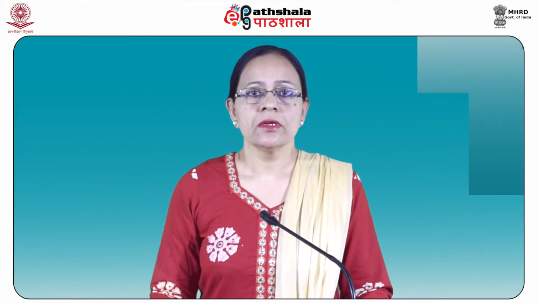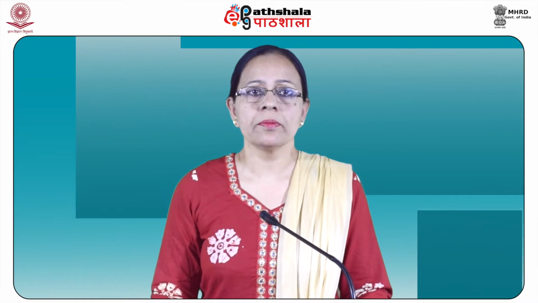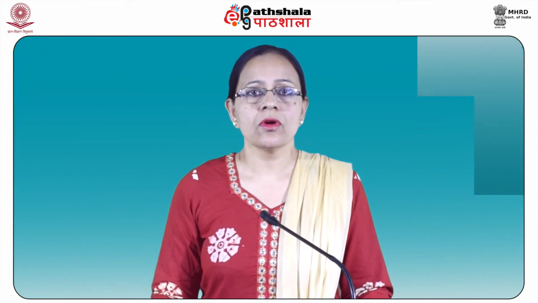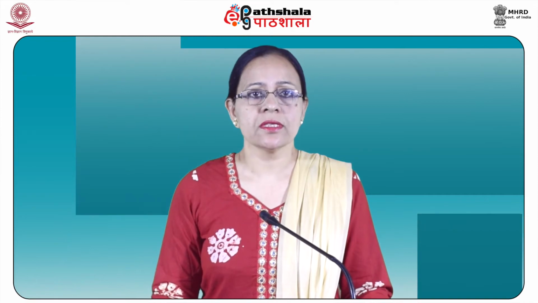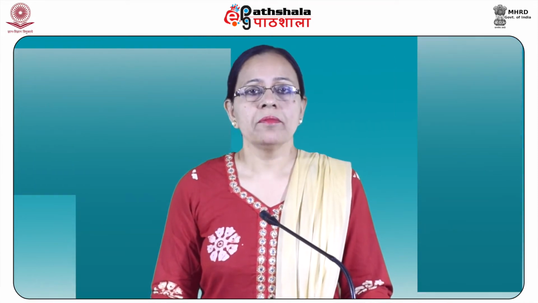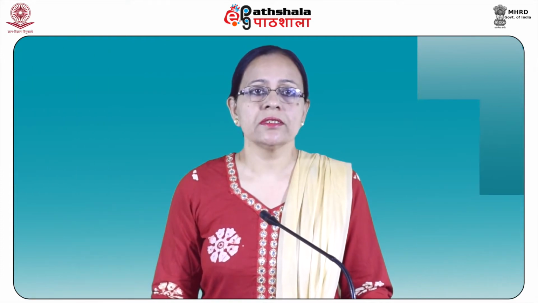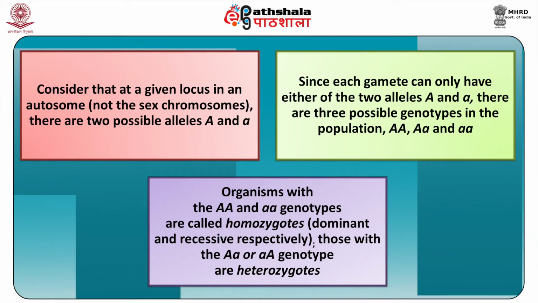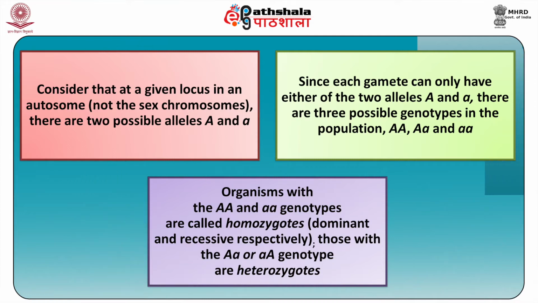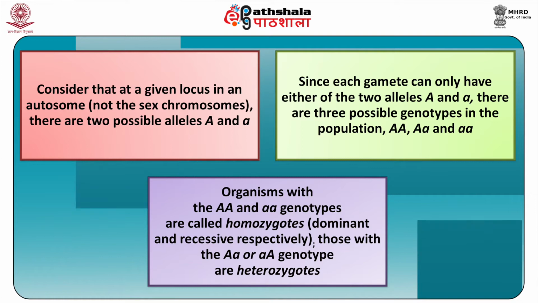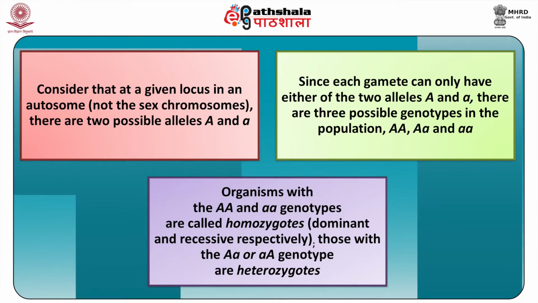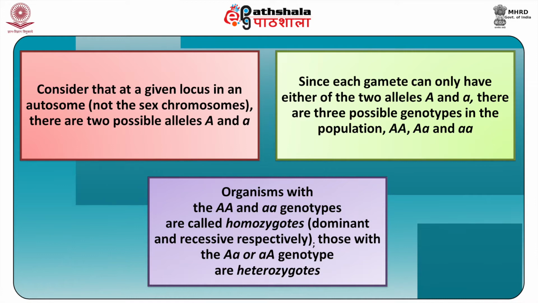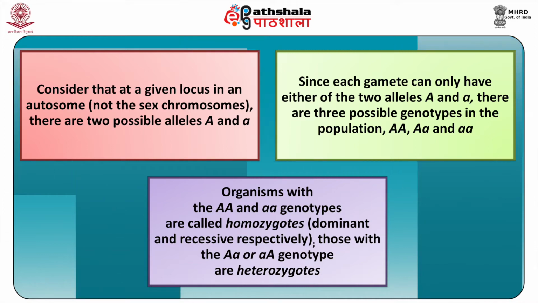During sexual fusion, 2 haploid gametes fuse to form a diploid zygote, which then grows and develops into an adult organism. Almost all multicellular animals, with exceptions such as drones of a bee colony, and many plants have a similarly patterned life cycle. Consider a given locus in an autosome with 2 possible alleles, dominant A and recessive a. Since each gamete can only have either of the 2 alleles, there are 3 possible genotypes in the population: homozygous dominant AA, heterozygous Aa, and homozygous recessive aa.